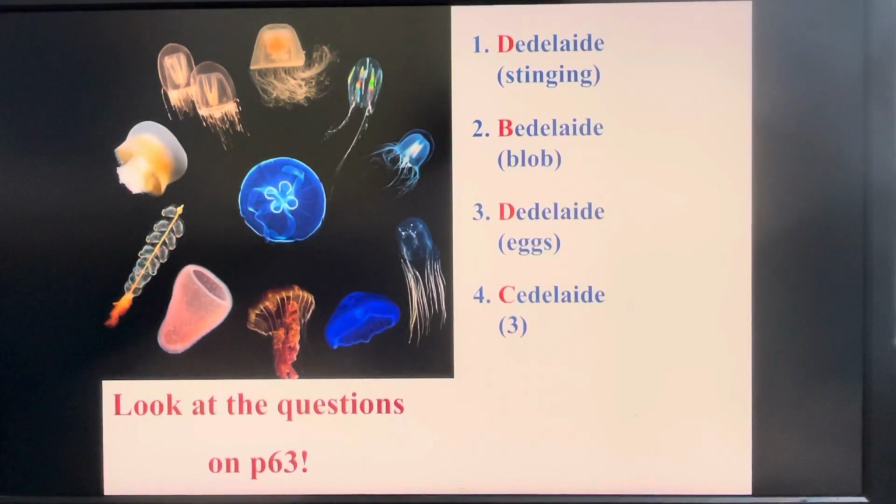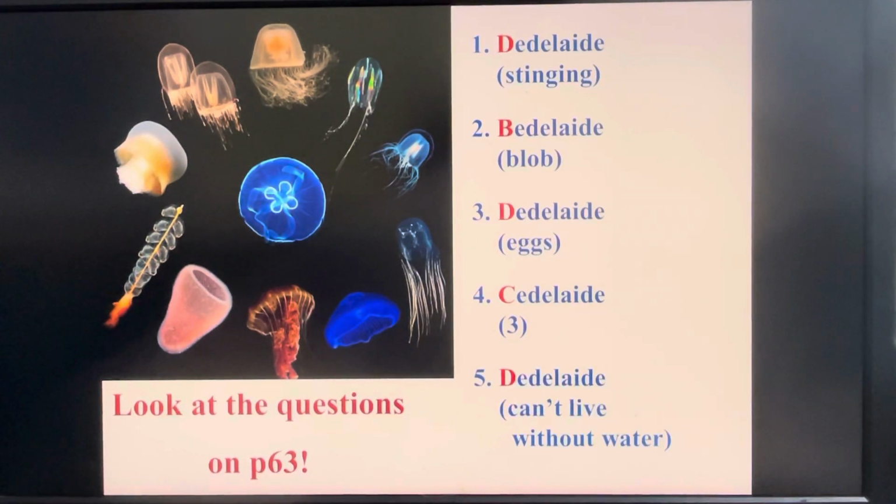Number 5, you can guess from the story that jellyfish all shine. 全部都会发光吗？They need bones? No, they have 0 bones. They eat on land? Of course not. So the answer is D. They can't live without water. Okay, now let's move on to the questions on page 71.